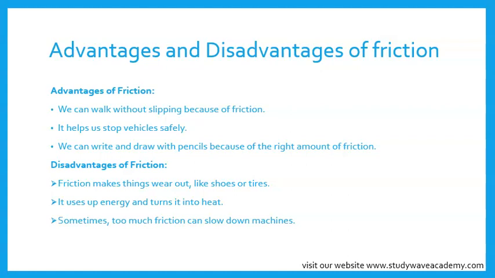Sometimes, too much friction can slow down machines. Excessive friction can hinder the smooth movement of machines and reduce their efficiency. Okay, so these are the advantages and disadvantages of friction. Do we understand? Good.